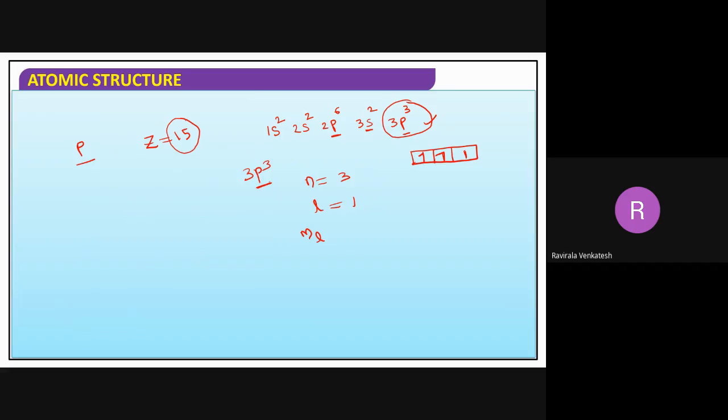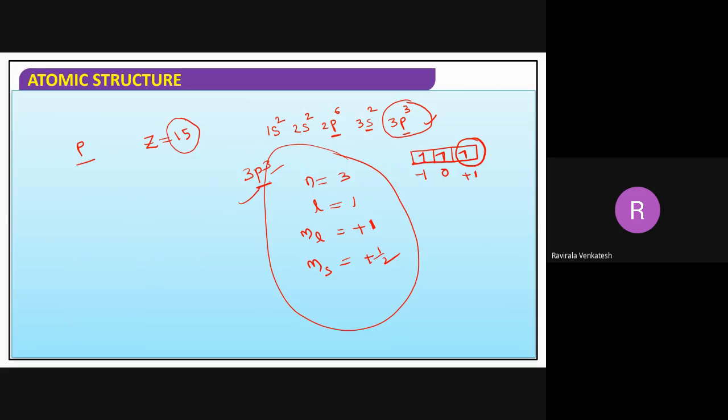Put them in this manner. Now the third electron will be this one. This will be the first one, second one, third one. Now the ml values we need to write are 0, -1, +1. The ml value will be +1 and the ms value will be plus half. So we got all the 4 quantum numbers for the 3p3 of phosphorus.